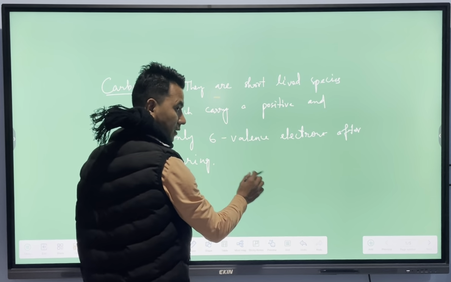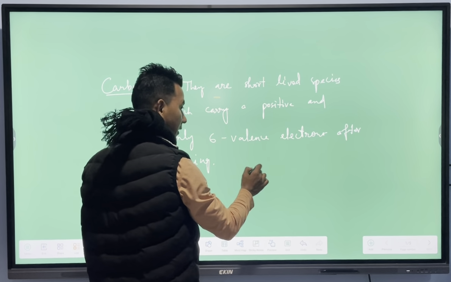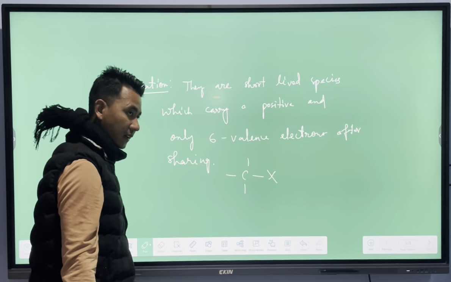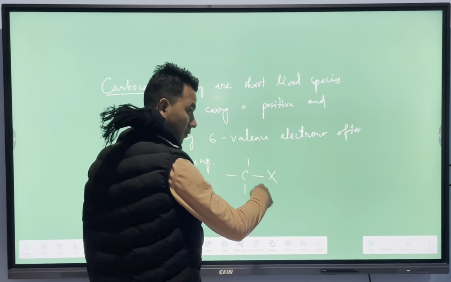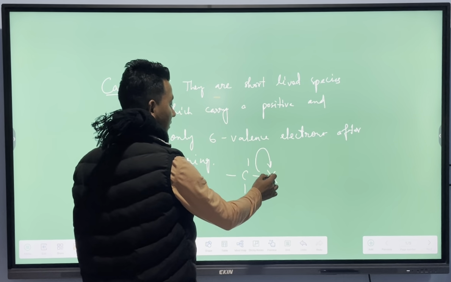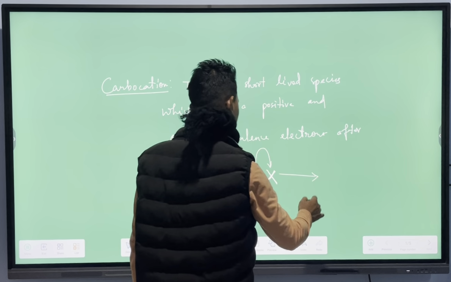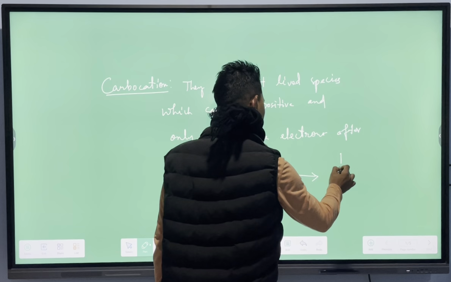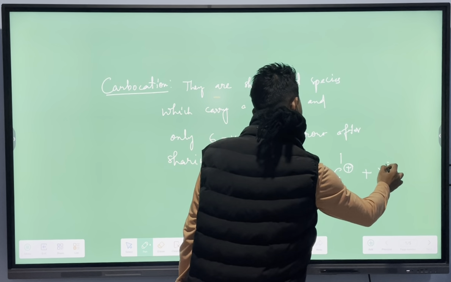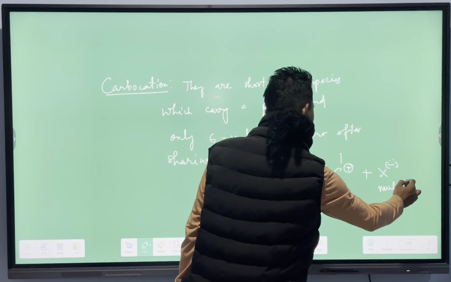Let's take an example. It is formed by heterolytic cleavage. This is carbon, and this is carbon, and this is a halide, and we split the bond by heterolytic fission. This halogen group is more electronegative than this carbon. So one is a positively charged carbocation, and the other is negatively charged, which acts as a nucleophile.